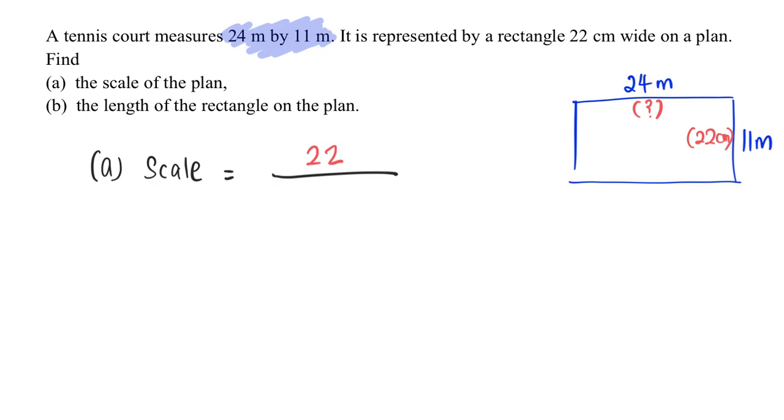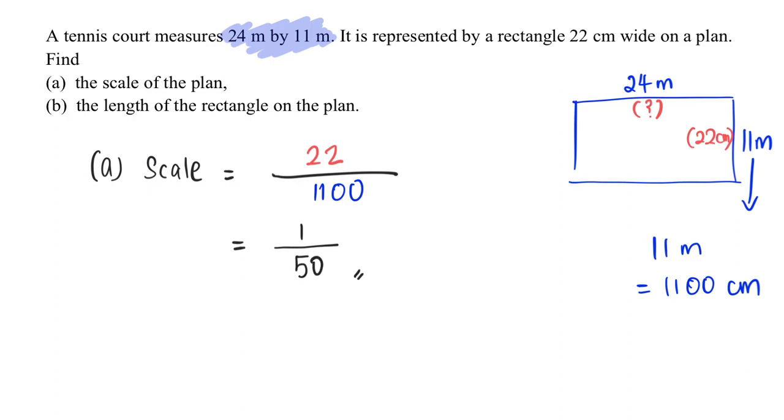Wonderful, my audience. So it will be 22 cm over my 11 meter. I will convert it to cm. So I times 100. That will give me 1100 cm, and that's what I'm going to divide by. And please press your calculator and you would get 1 over 50. Now, a scale, remember, we can express it in terms of fraction. We can also express it in terms of ratio. So the other possible answer would then be 1:50. Okay? Either one will do.